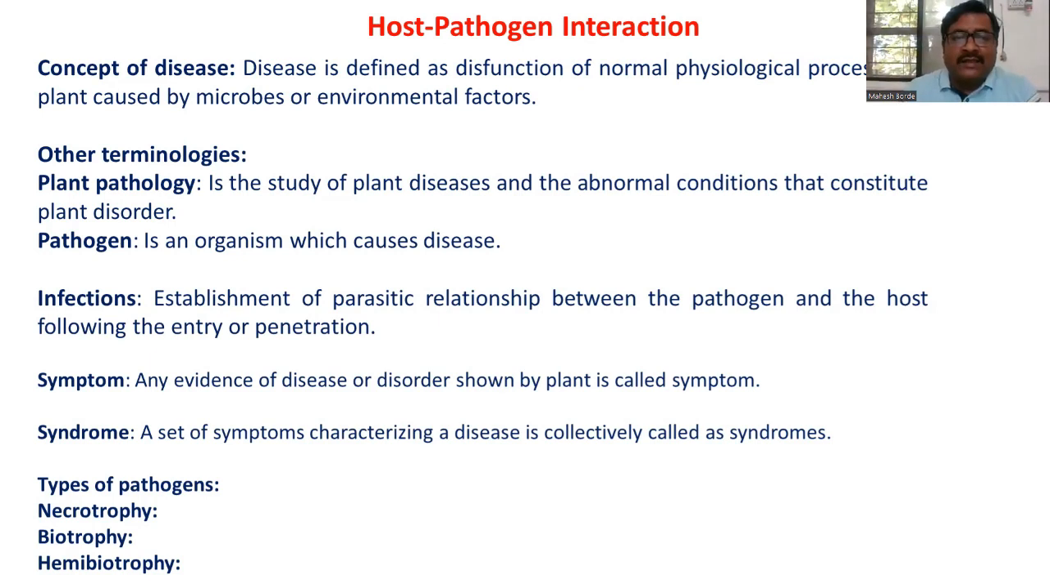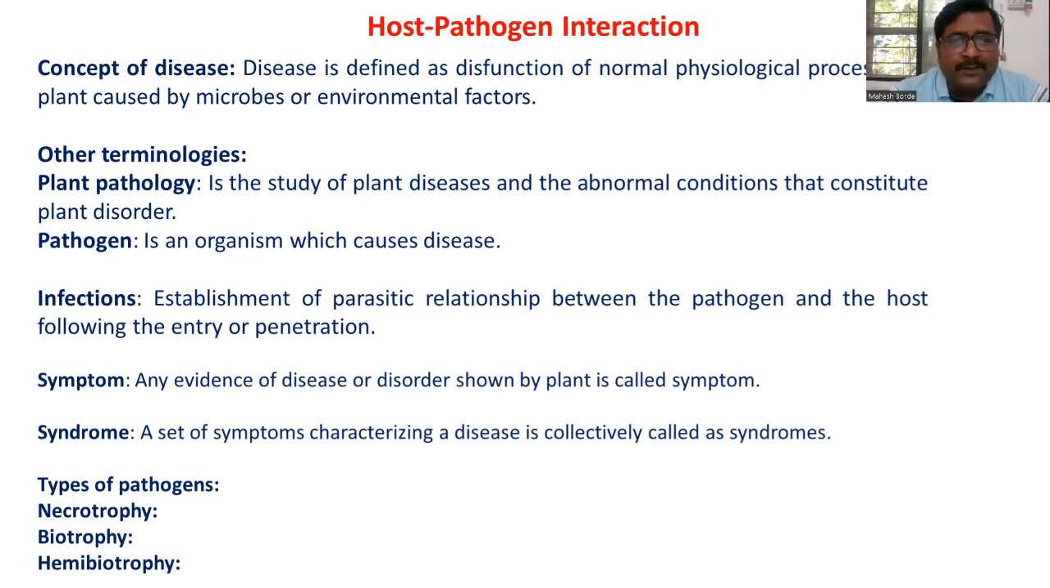Biotrophic means the pathogen grows intercellularly within the plant tissue and produces a particular structural feature, which we call haustoria, and through haustoria it takes food material from the living cell. That we call biotrophy. Hemibiotrophy means initially the pathogen behaves as a necrotroph, and later on it behaves as a biotroph. That we call hemibiotrophic.